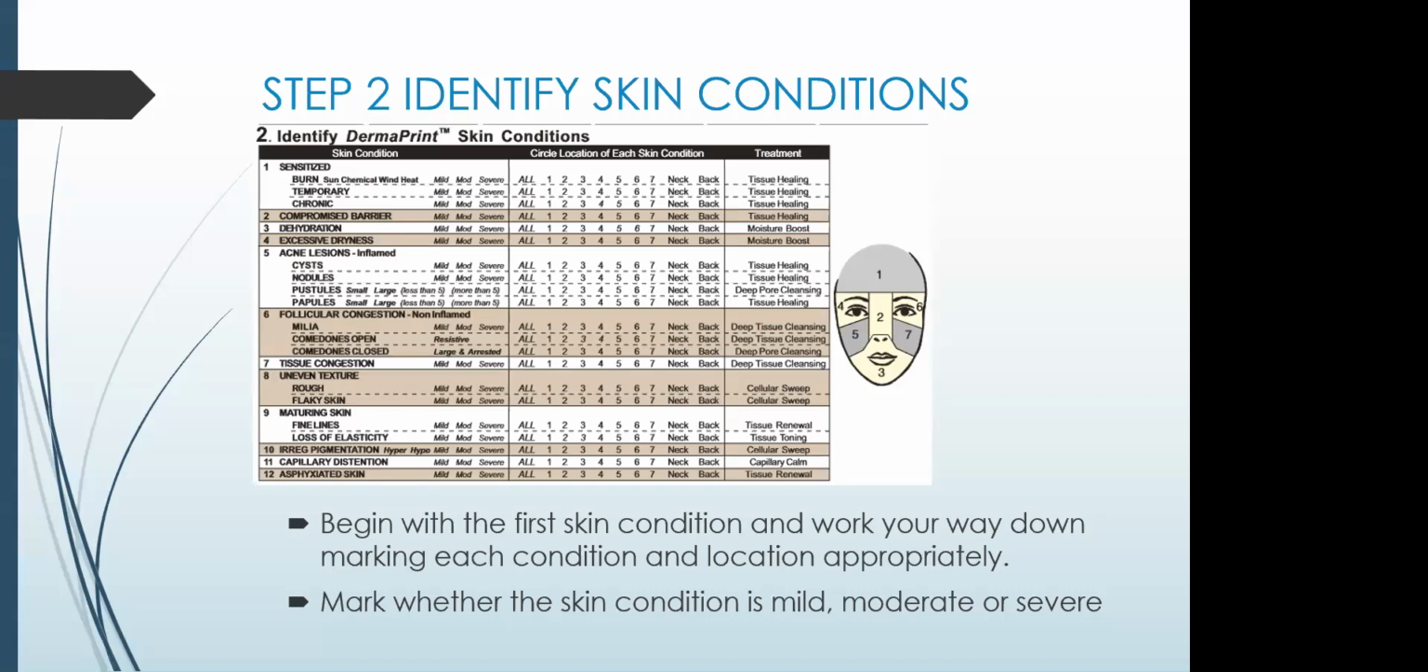For each skin condition, we're just going to go through the first one, for example. Sensitized skin, which could be burns: sun, chemical, wind, or heat. You'll circle which one it is, and whether it's mild, moderate, or severe, temporary, or chronic. Based on where you're finding these sensitivities is what number you would highlight corresponding with the face. But if it's all over their entire face, let's say it's a sunburn on their whole face, you would circle all.